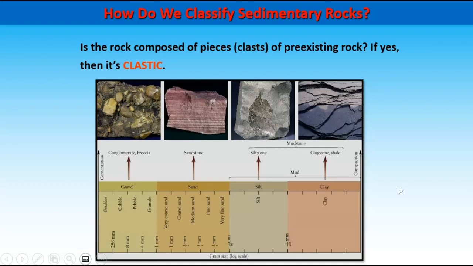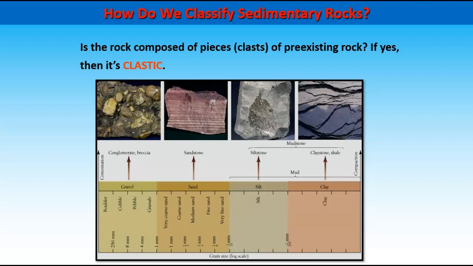Okay, and so the first thing you want to do when you look at a sedimentary rock is determine, is it made of pieces or not? Because our two main categories are going to be, yes, we're going to call that rock a clastic sedimentary rock. If we don't see any pieces, or we're not sure there's any pieces there, we're going to call it a chemical or a biochemical rock. And so there's two different ways to identify those.